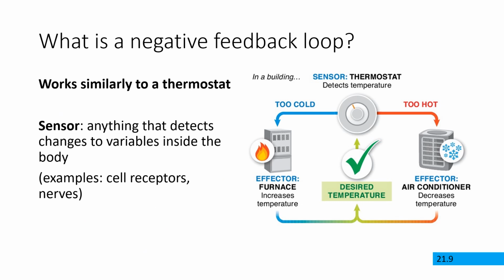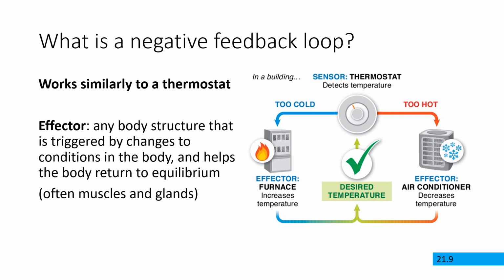In the body, sensors are anything that detects changes to variables. These might be things like cell receptors or nerves that pick up on some kind of change in the body. In the thermostat example, the thermostat is the sensor. An effector is what is triggered or released to bring the variable back into equilibrium. In the body, this may be something like muscles or glands. In the thermostat example, the heat or air conditioning is the effector that turns on when the sensor detects a change.